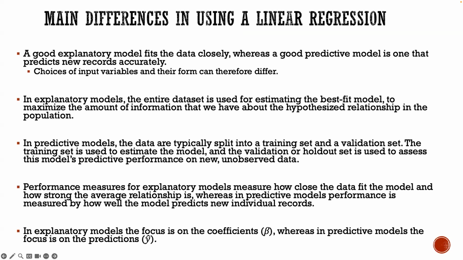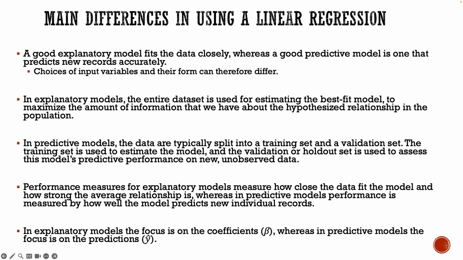Now, the main difference in using linear regression between the explanatory model and the predictive model is that a good explanatory model will fit the data closely, whereas the predictive model will predict new records accurately. So that's one big difference. And this difference actually can be impacted by which variables we choose as predictors. A model which does very well as an explanatory model may not necessarily do very well as a predictive model. So the choice of input variables as well as their forms, whether linear or logarithmic or whatever other forms, could differ between the two types of models.